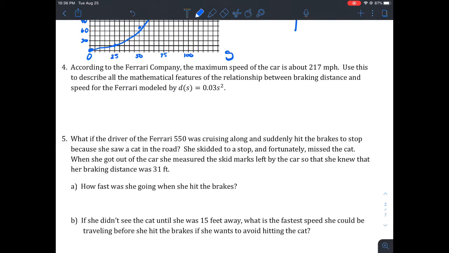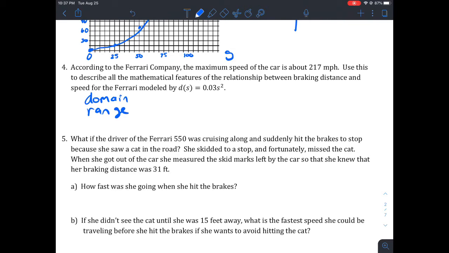All right, so for number 4, it says, according to the Ferrari company, the maximum speed of a car is about 217 miles per hour. Use this to describe the mathematical features of the relationship between braking distance and speed for the Ferrari modeled by D of S equals 0.03 s squared. So really what they're asking for here is just your domain and range.